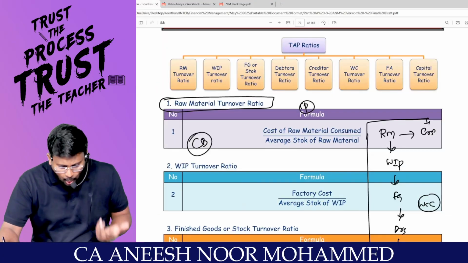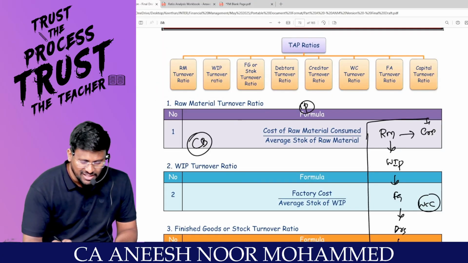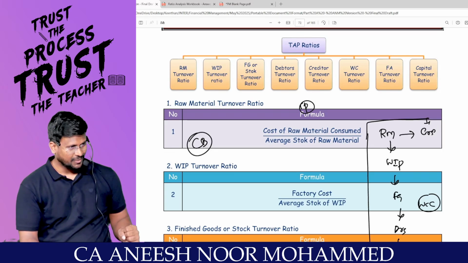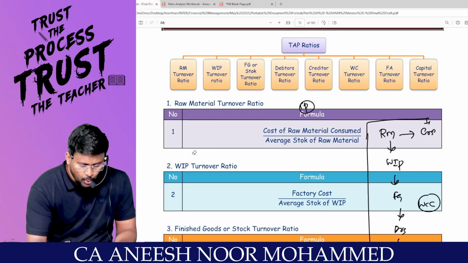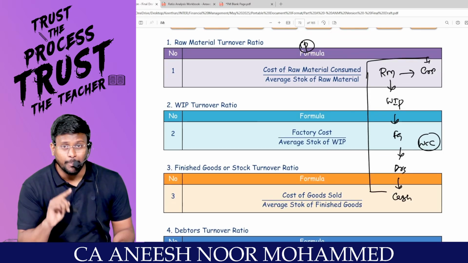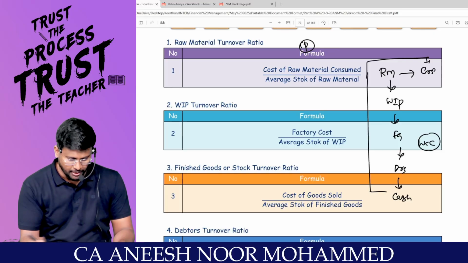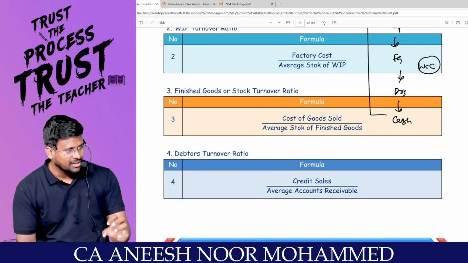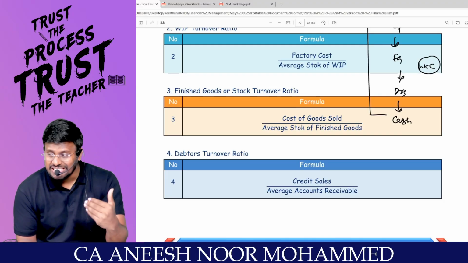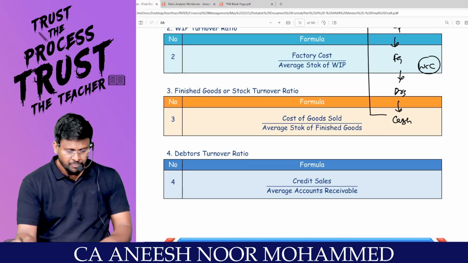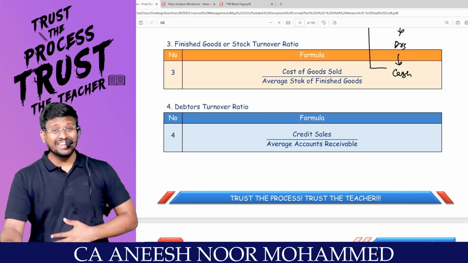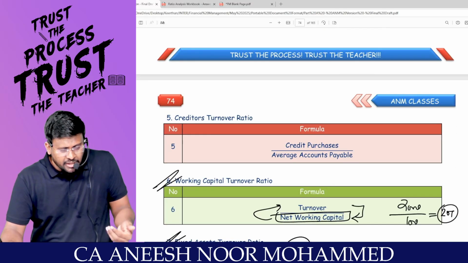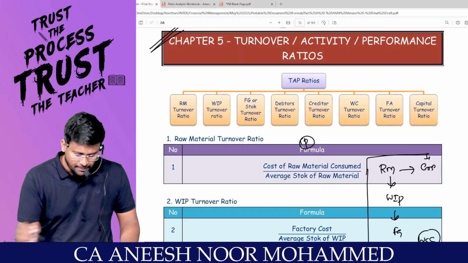Brilliant. Now, raw material: I will not sell the raw material, I will consume the raw material. WIP: I will not sell the WIP, I will incur the cost for WIP. Finished goods: I will sell the finished goods, but my dear lovable students, the sales include profit also, right, sir? Debtors are connected with credit sales. Creditors are connected with credit purchases.